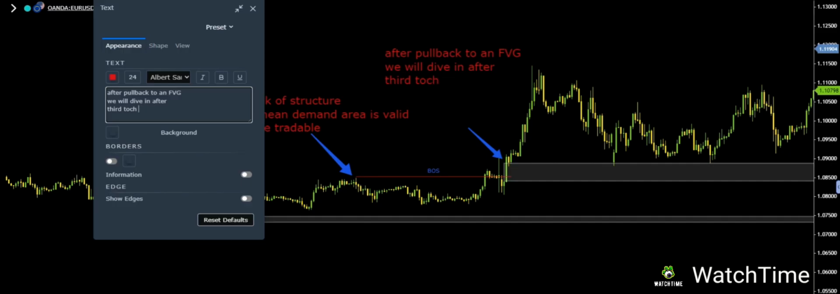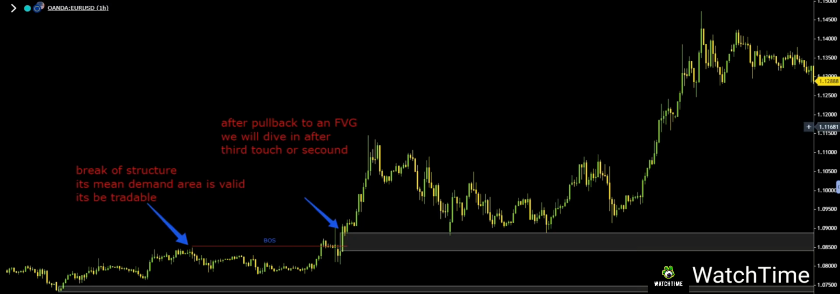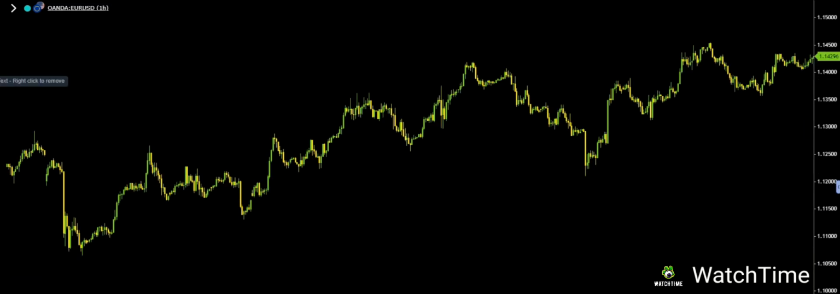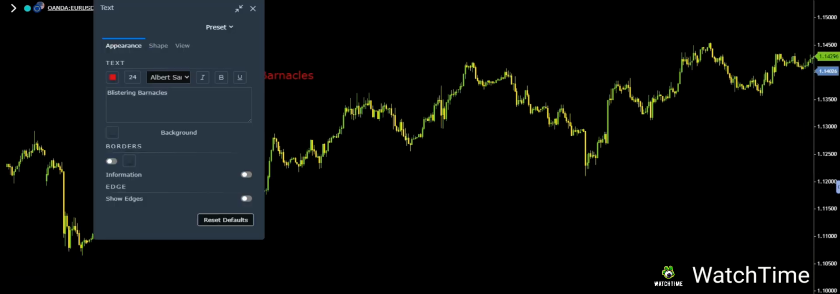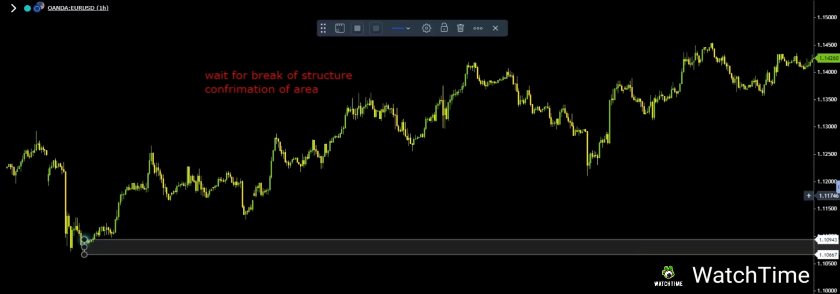Structure and timing your entries. If you're aligned with market structure, you're more likely to get in at the right time. Here's how. 1. Wait for a break of structure, BOS. A break of structure, BOS, is a powerful confirmation that the market is transitioning from one state to another. In an uptrend, a BOS to the downside means it's time to look for supply zones. In a downtrend, a BOS to the upside means it's time to look for demand zones.